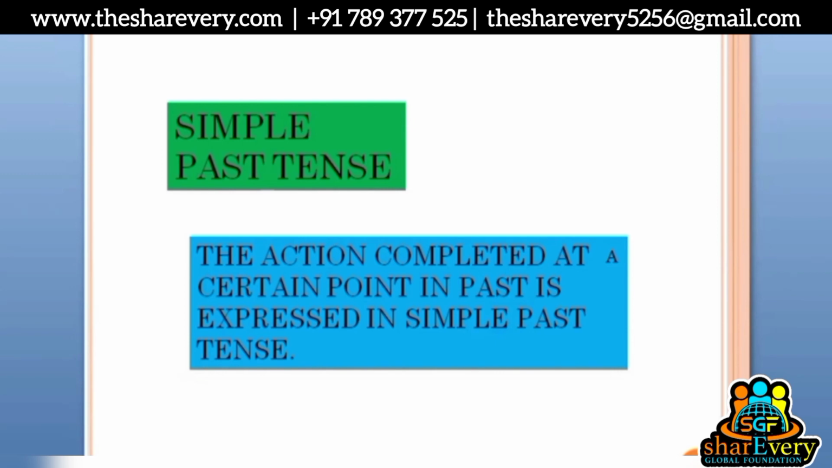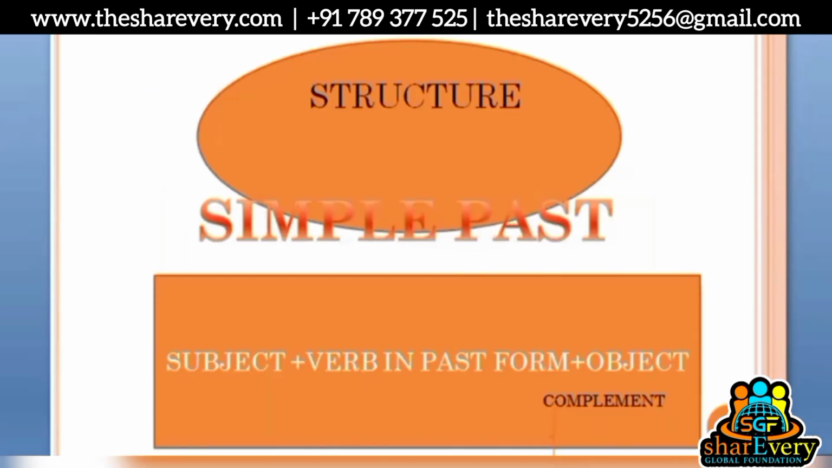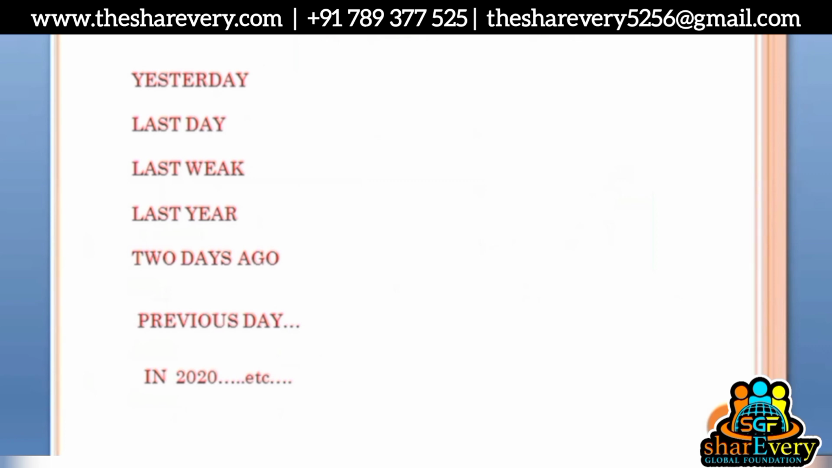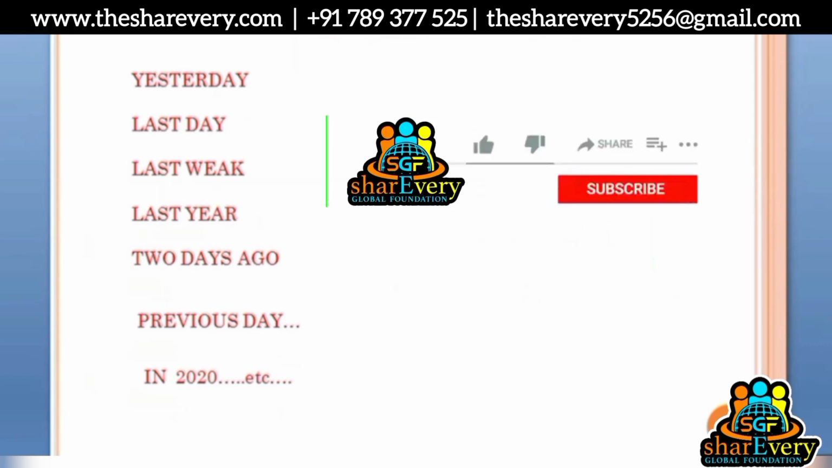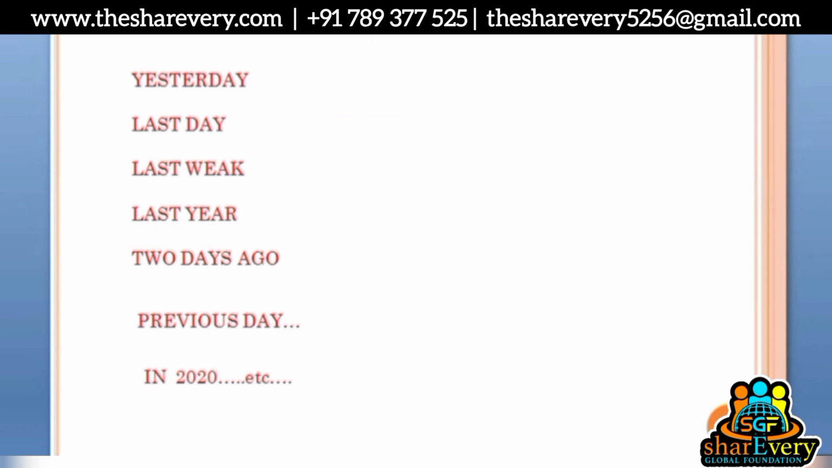Just let's think of it. The structure of the simple past tense is like this: subject plus verb in past form and the object, otherwise a complement also. In the past tense form, there are keywords. If you find these words in a particular sentence, you are able to understand that it is a past tense sentence. That is yesterday, last day, last week, last year, two days ago, previous day, in 2020. All these are keywords which you can identify very easily. The sentence is in simple past tense. Now, let's go to the examples.